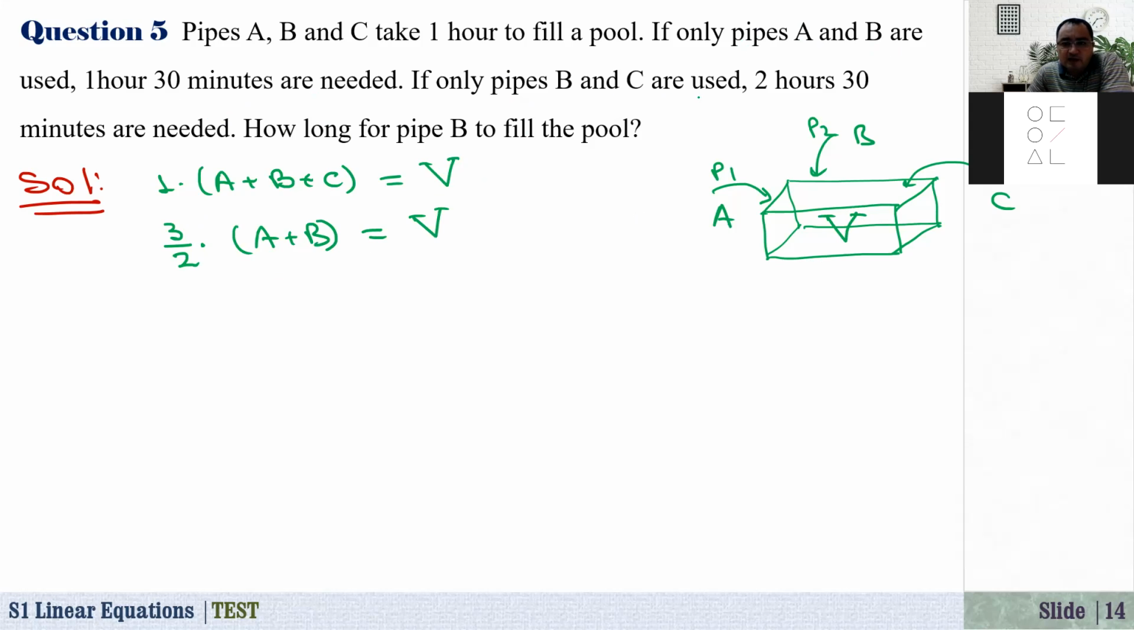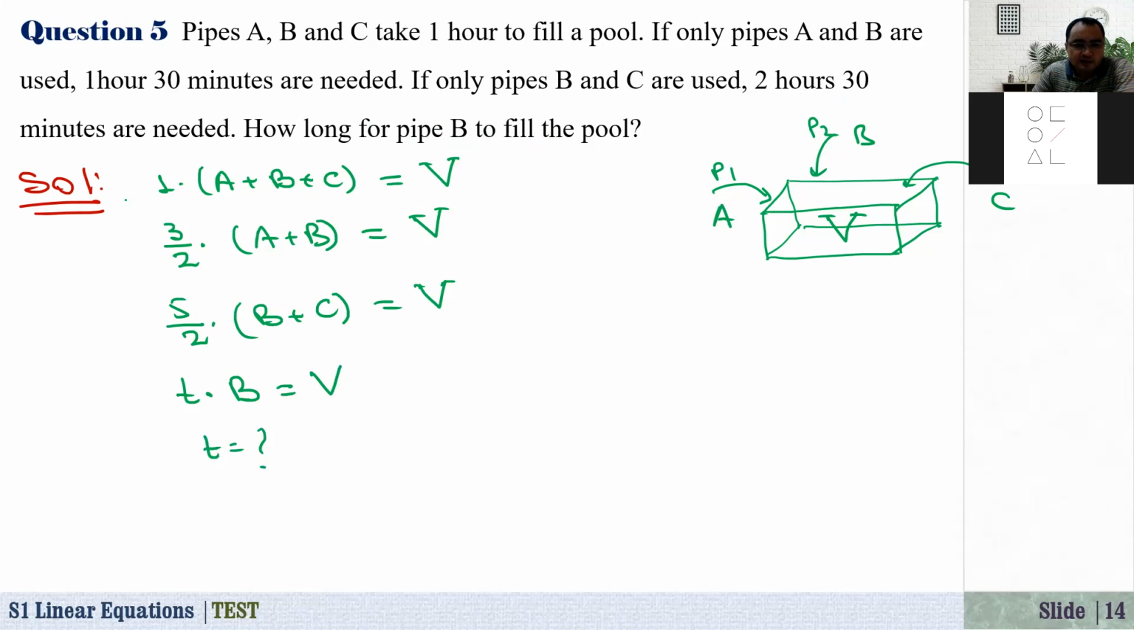If only B and C are used, it takes 2 hours and 30 minutes, that is 5/2 hours. If only B and C are open, that's also V. The question is, how long does it take for pipe B to fill the pool? That means if you open only B, T times B will be V. The question is, what is T?